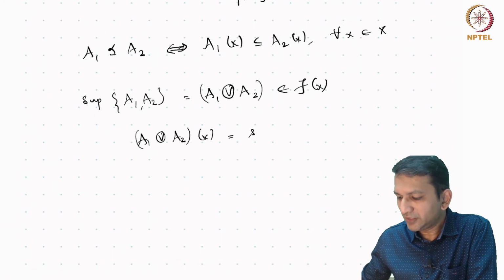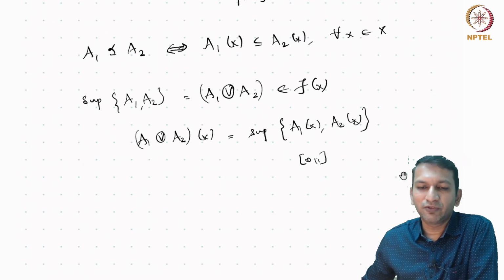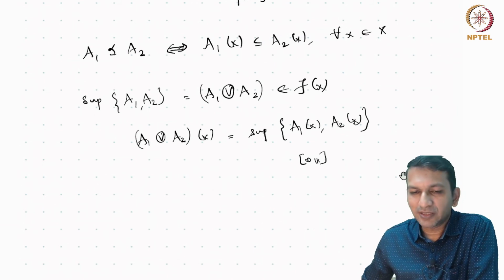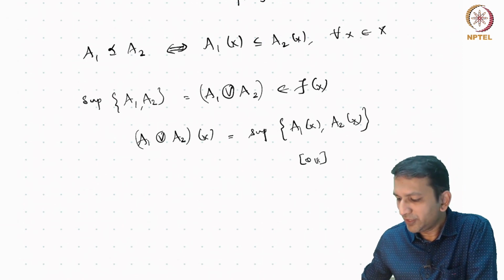That means we are looking at the supremum of a1(x), a2(x), and we know that these are elements coming from the 0,1 interval. With the usual ordering, the supremum turns out to be the maximum for a pair of elements, or if it is a set of elements, it would be the supremum. Since we are considering a pair of fuzzy sets, a1(x), a2(x) is a pair of elements coming from the 0,1 interval, and this turns out to be the max of a1 of x, a2 of x.